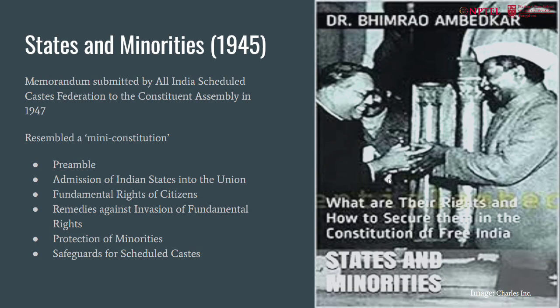Our next stop is the States and Minorities Report, which is compiled by the All India Scheduled Caste Federation, led by Dr. Bhimrao Ambedkar, and submitted to the Constituent Assembly. So it was oddly called the States and Minorities Report, but as you can see with the subtitle on the screen, what are their rights and how to secure them in the Constitution of Free India. And this was about the scheduled caste. What are their rights and how do we secure them?